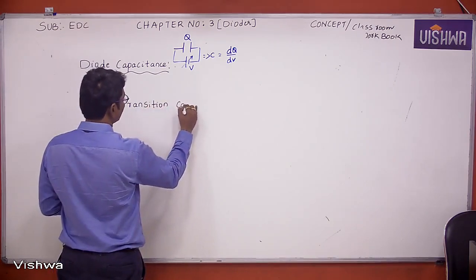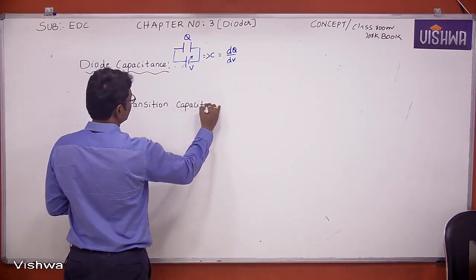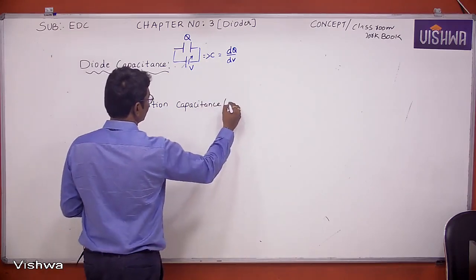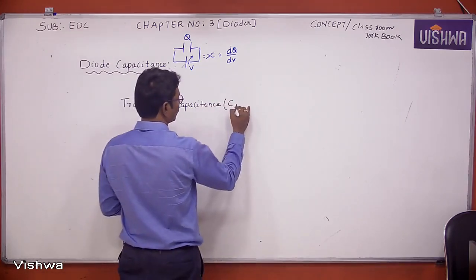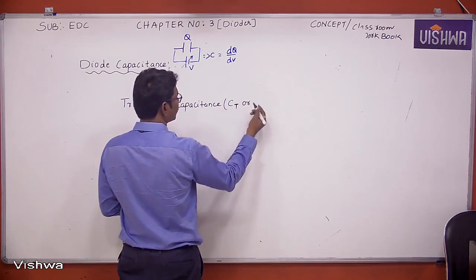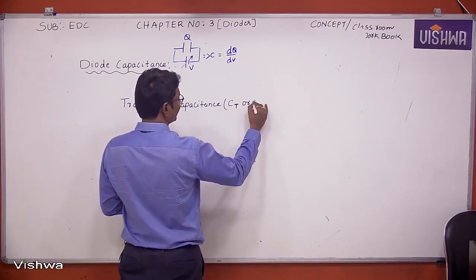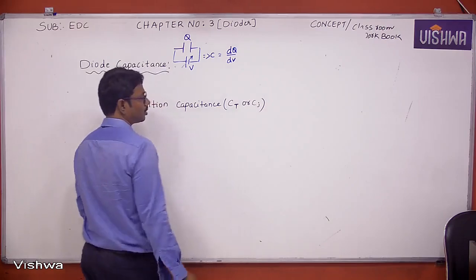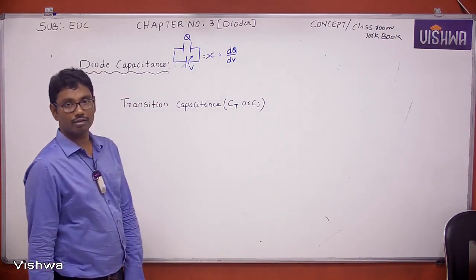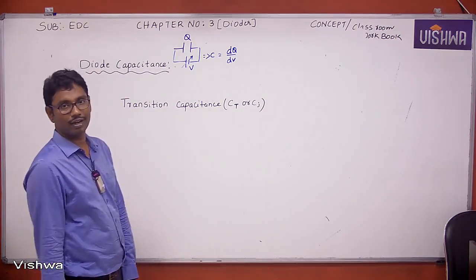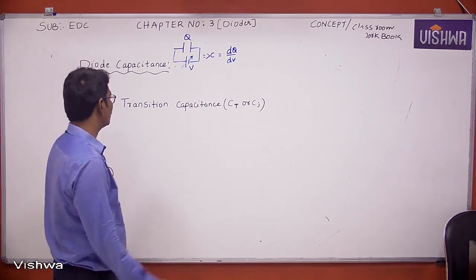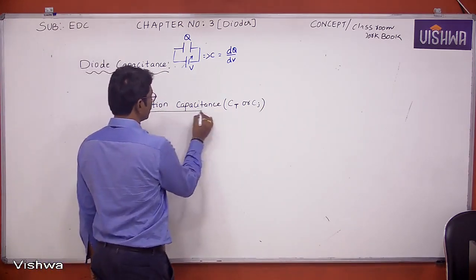Transition capacitance is also called junction capacitance. That's why it is denoted with CT or CJ. Sometimes in problems it is represented as CJ. It is also correct. That is also the transition capacitance.